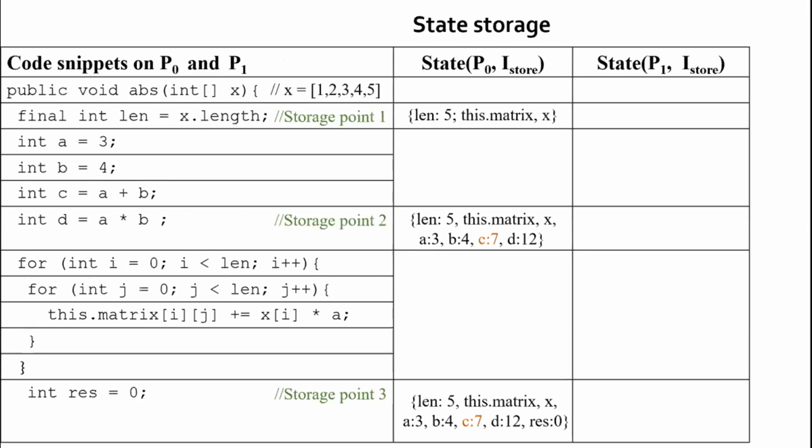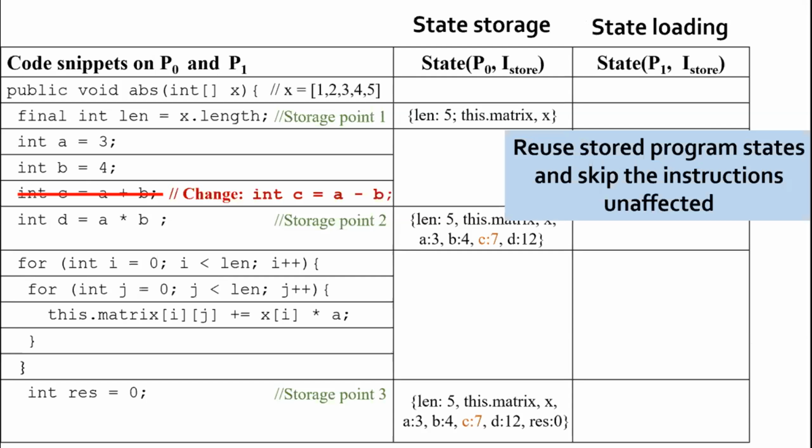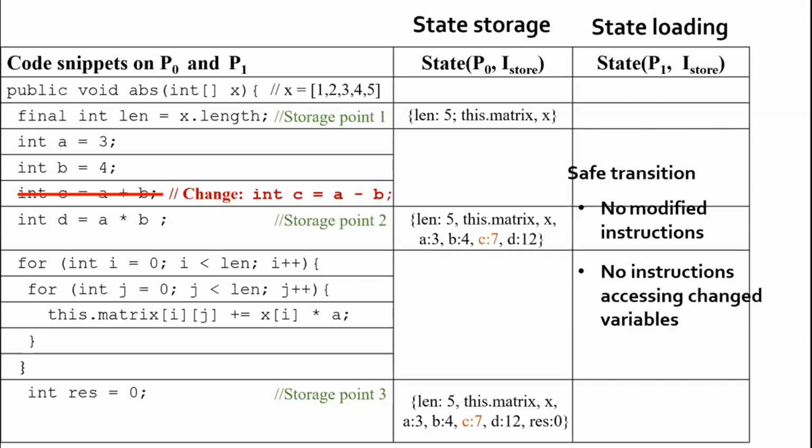Let's return to the example. There is a modification, replacing plus with minus. Next is the state loading process. State loading is to reuse the stored states and skip the unaffected instructions. Whether state loading can be conducted depends on whether the transition between two adjacent storage points is safe. The requirement of a safe transition is that between two adjacent storage points, there are no modified instructions and no instructions accessing the variables whose values are changed at the first storage point.